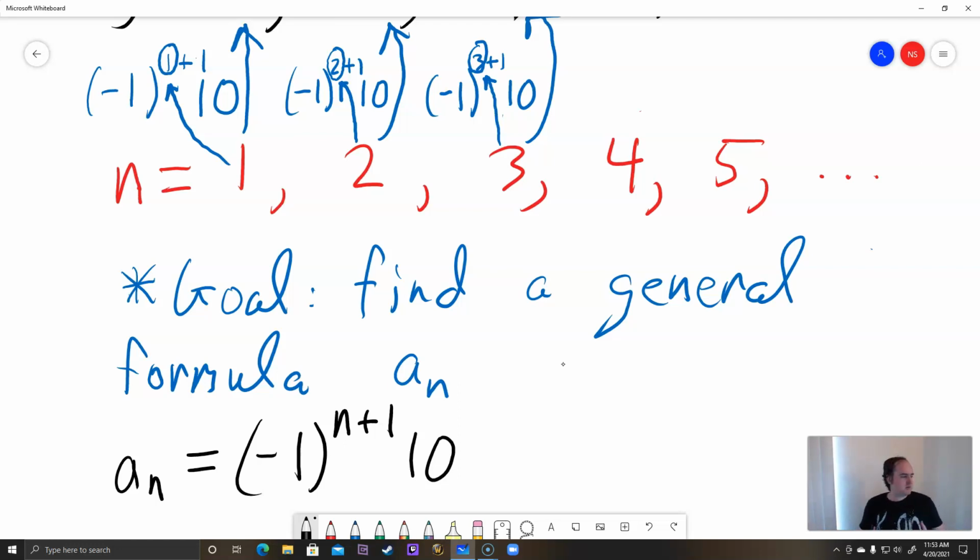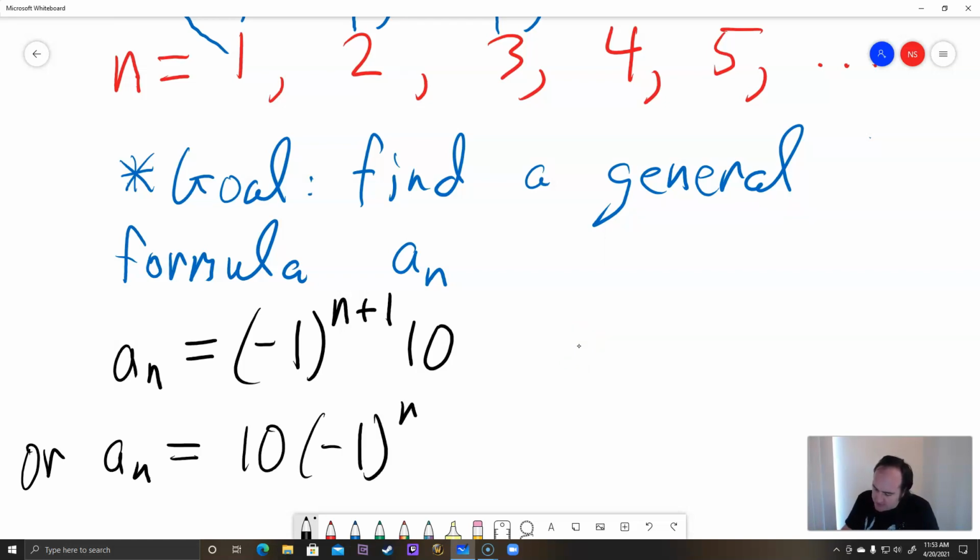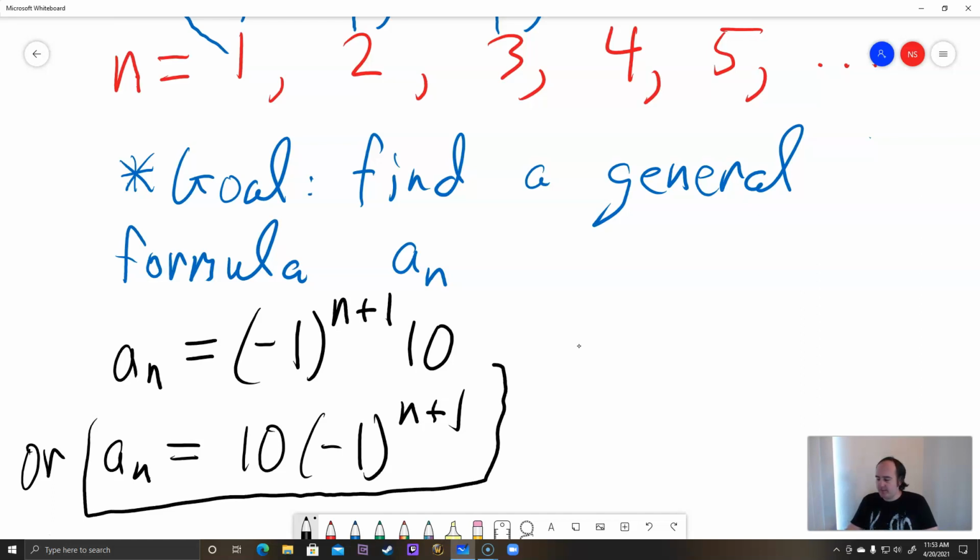Or people usually write the negative 1 to the n plus 1 at the end. So you could also write it. Remember, the order doesn't matter when you're multiplying. So you could also write it as a sub n equals 10 times negative 1 to the n plus 1. And that's actually how they write their answer on MyMathLab. They write it that way.